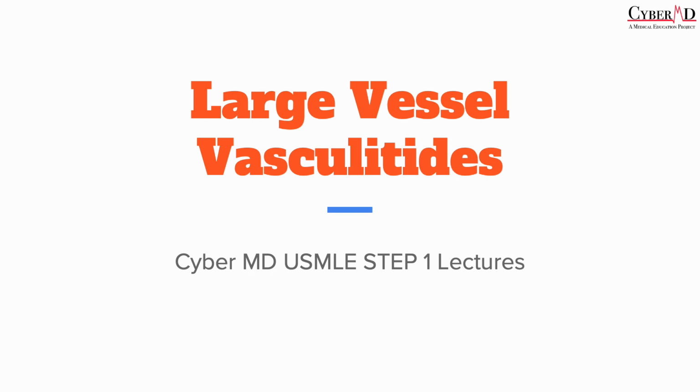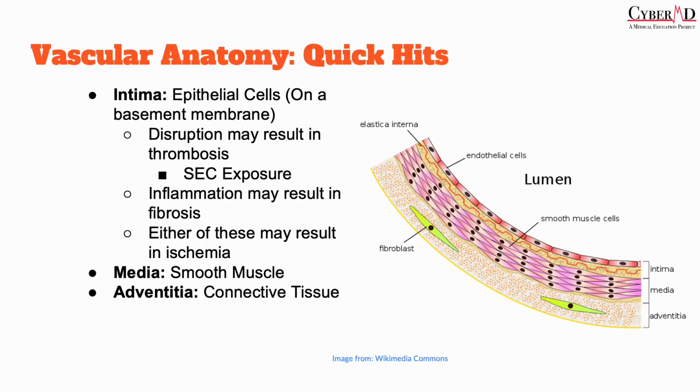Let's get started. Today, we will be discussing two types of vasculitis that affect the large blood vessels of the body. First, however, let's talk about the layers of the blood vessel wall as a quick hit on vascular anatomy to prime us for the lecture. Remember that the innermost layer of the vasculature is called the intima. Specifically, we're talking about arterial vasculature here.